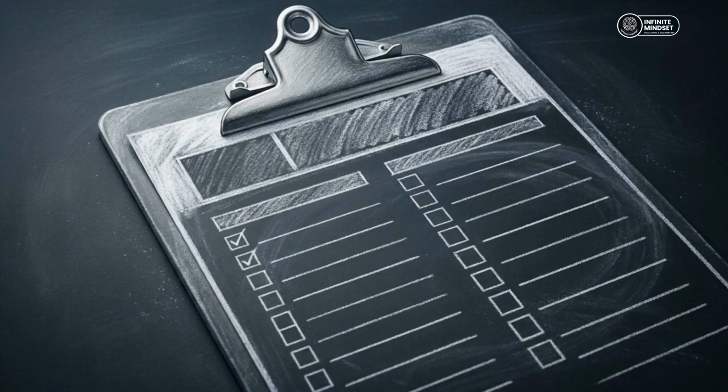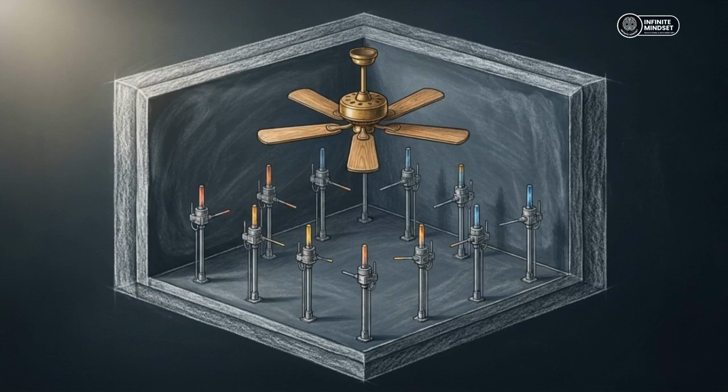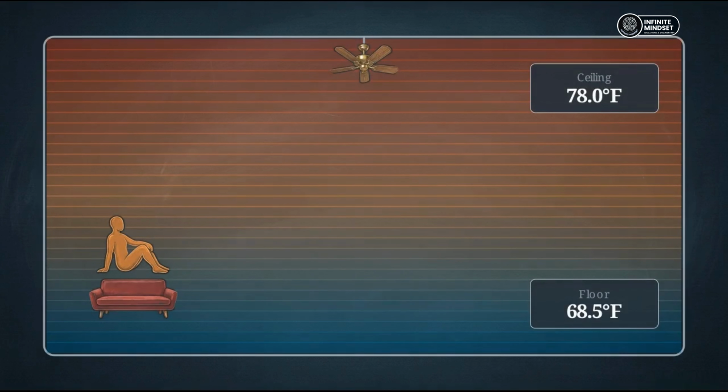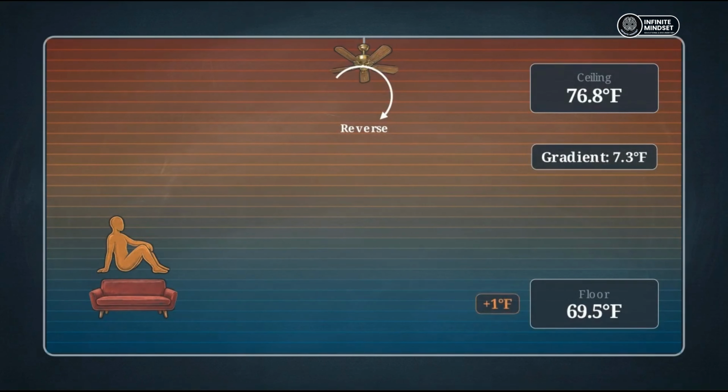To test the actual performance of this workaround, the Harvard Graduate School of Design evaluated standard paddle fans operating in reverse mode inside a highly monitored, insulated test room. The baseline power consumption for a conventional paddle fan running in reverse on its lowest speed was 11.5 watts. The thermal performance was poor. The fan only reduced the temperature gradient to 7.3 degrees. The floor temperature rose by just 1 degree. The flaw lies in the updraft.